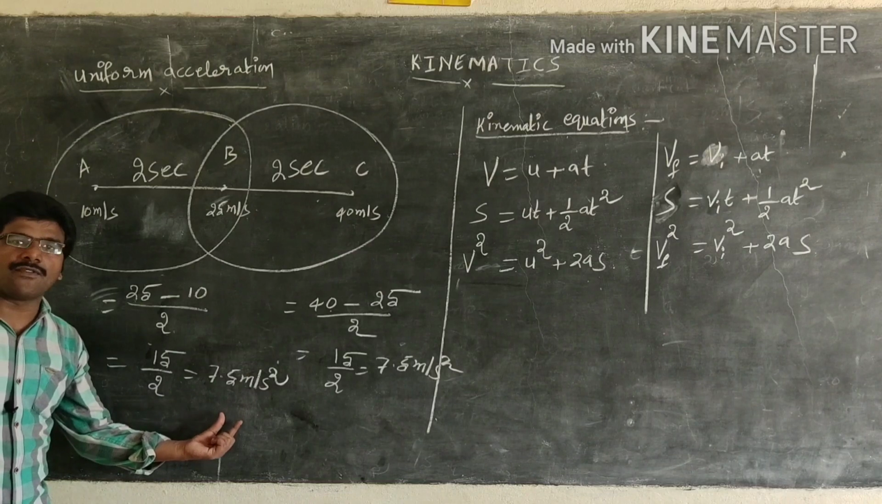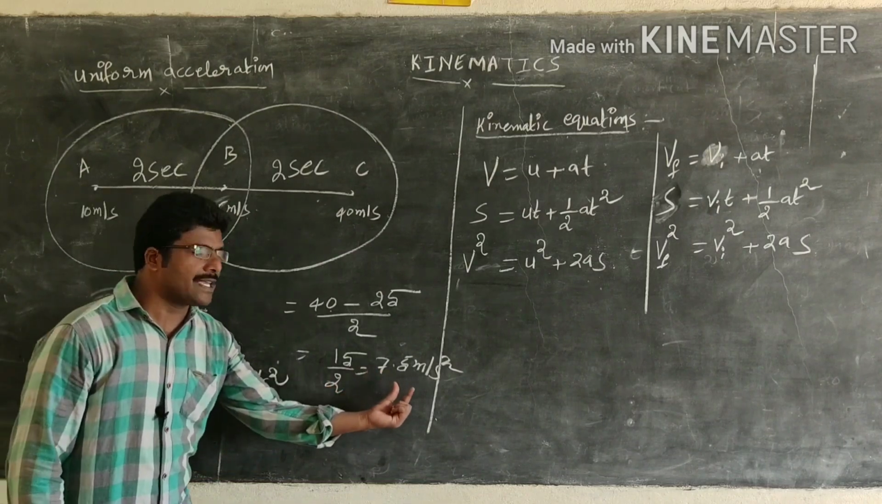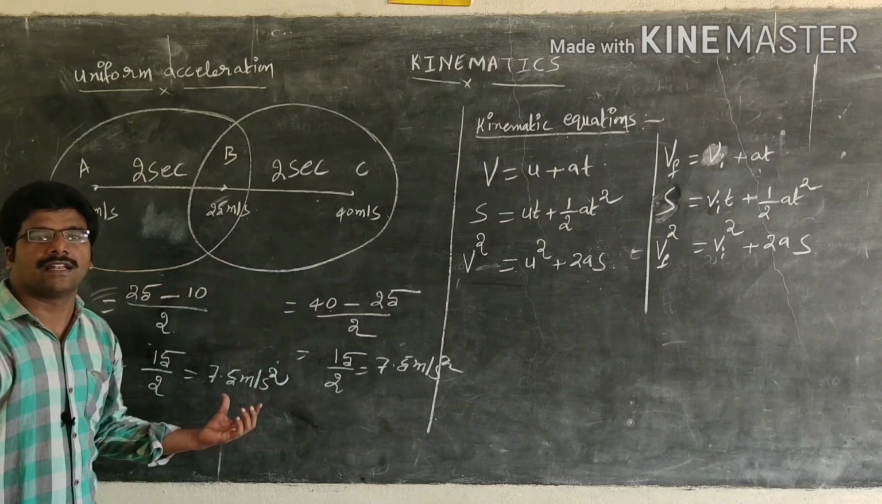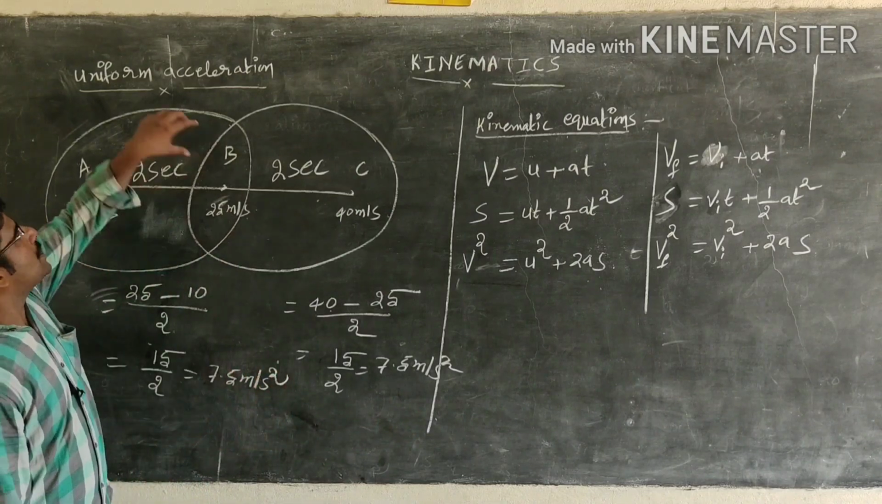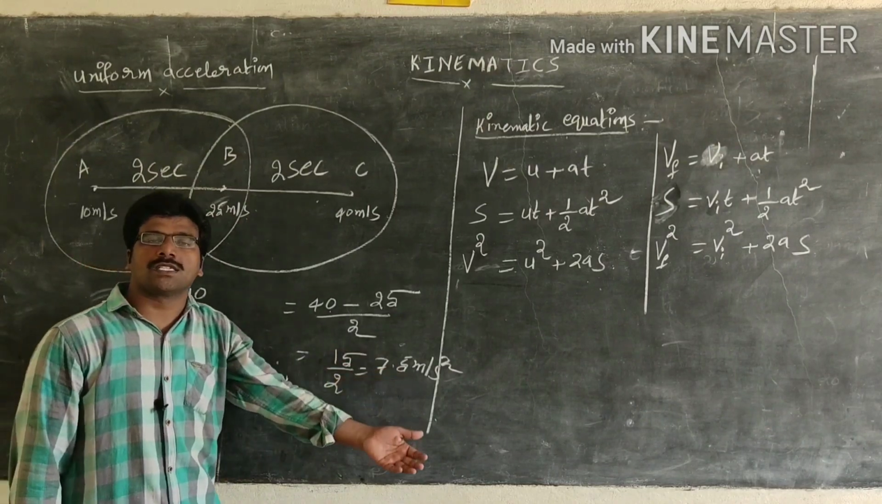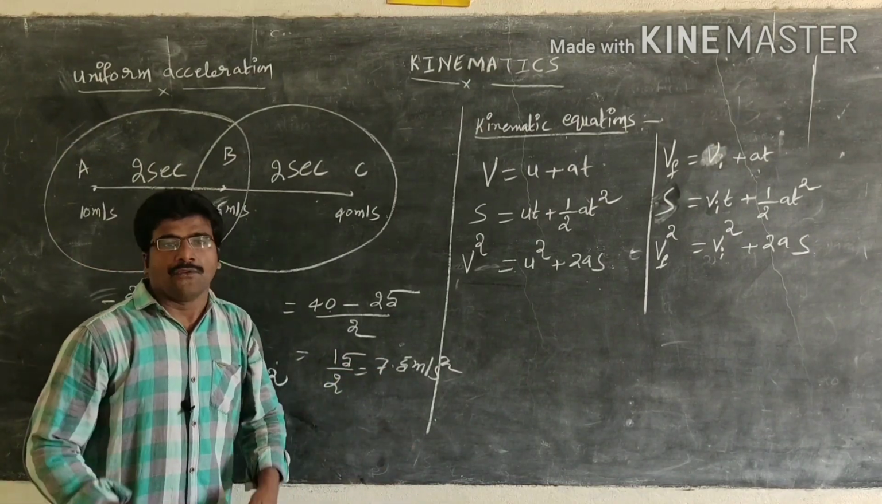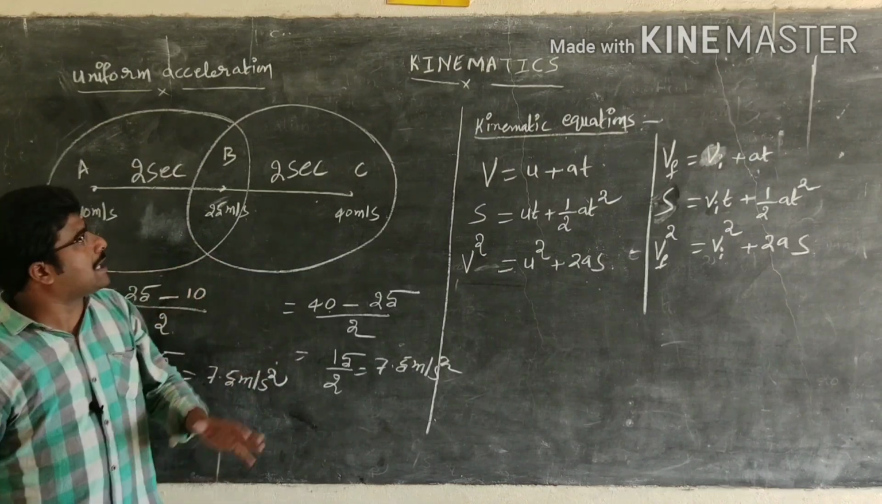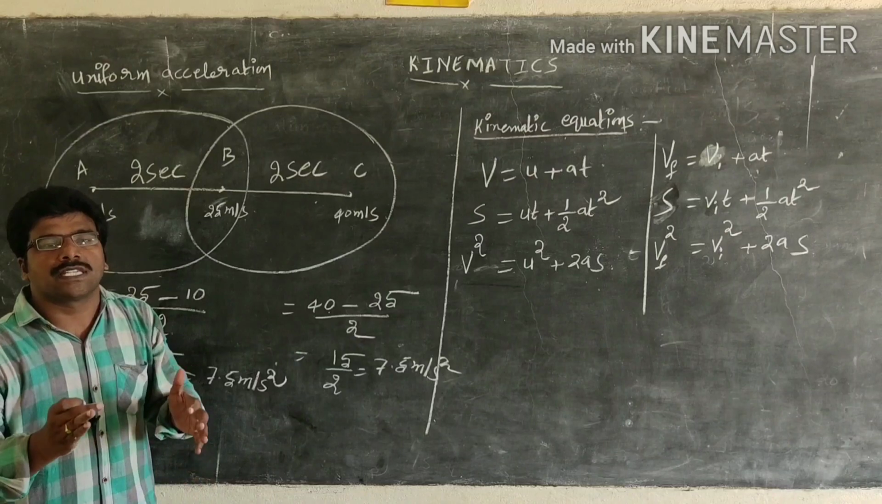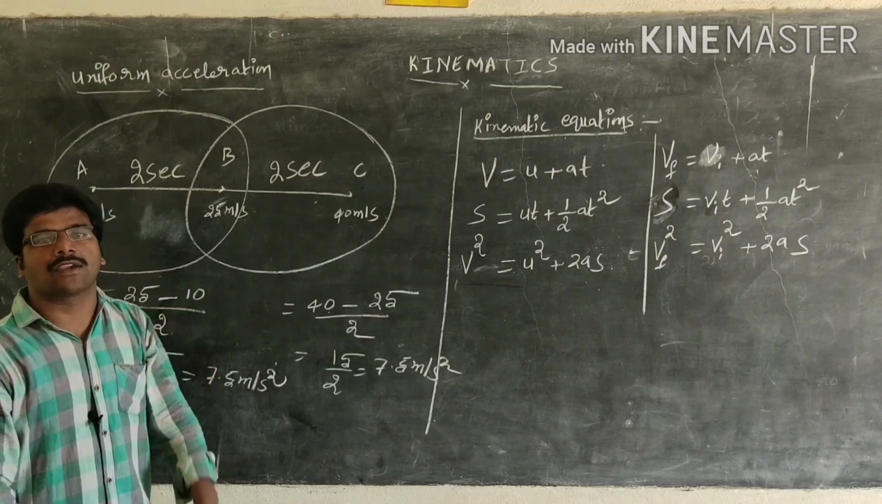Here the acceleration is 7.5 meter per second square. Here also the acceleration is 7.5 meter per second square. Then the body is said to be moving with uniform acceleration or constant acceleration. When the body is moving with uniform acceleration, for that body it possesses some kinematic equations.